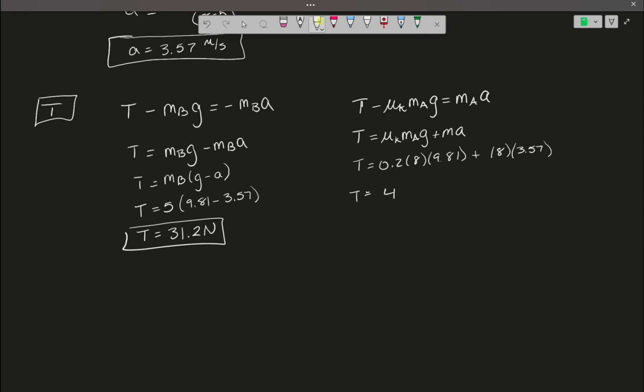And I got 44.256. That means that there's an issue here. These should be exactly the same. If they're not the same, there's a problem with our value for acceleration.